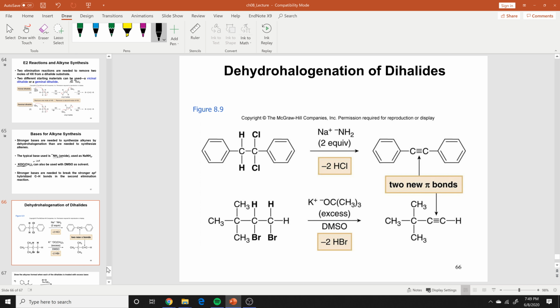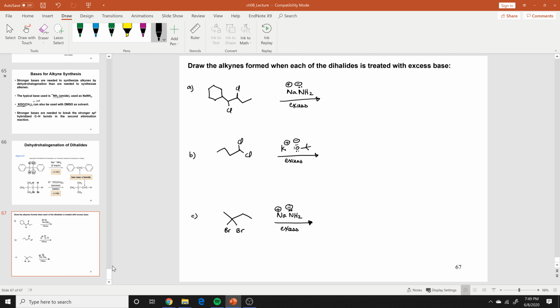I am having a geminal halide or a vicinal dihalide, and I am using a base here. The base in either one of these cases is in excess. It's always in excess because this is a two-step reaction, and every time I'm doing an elimination, I'm taking an H and a halogen. Each time, I'm taking an H and a halogen, and I'm going to end up having my triple bond.